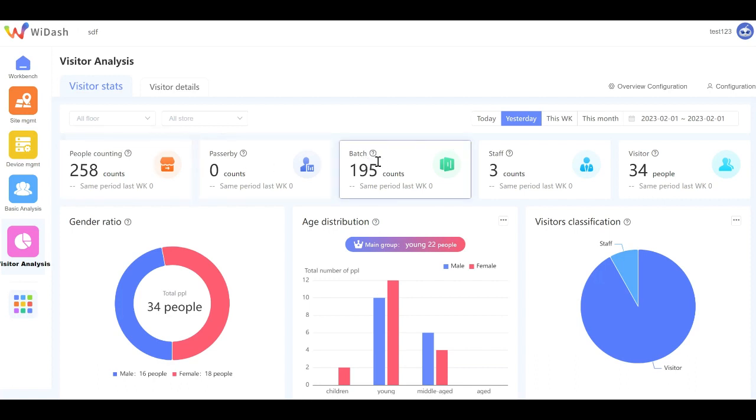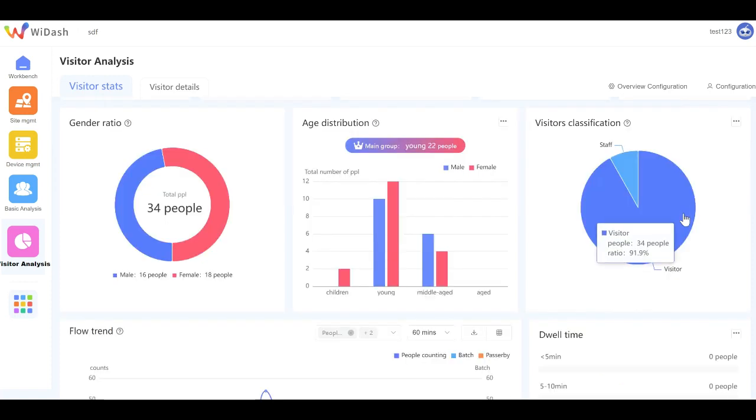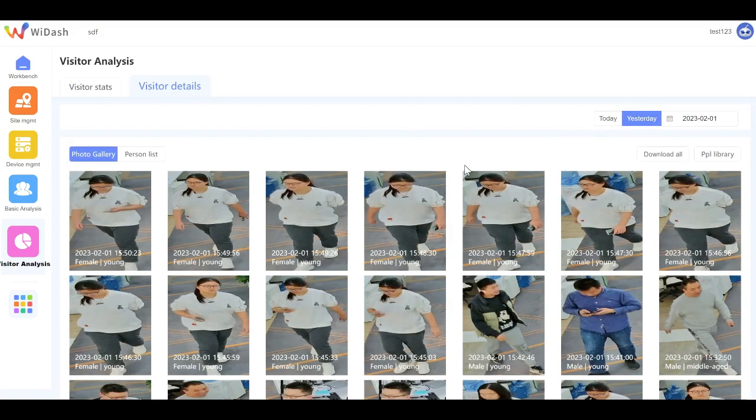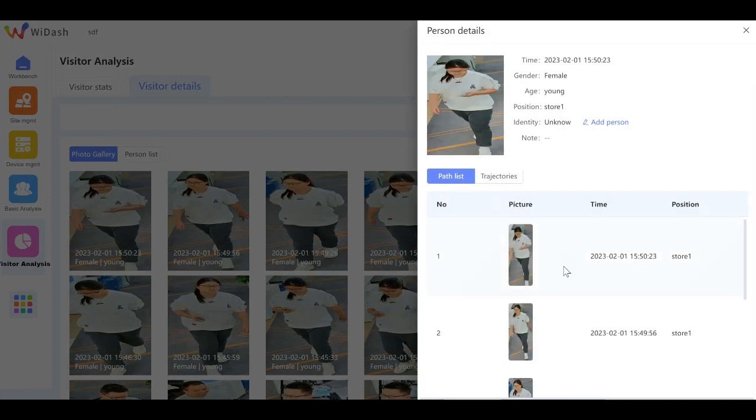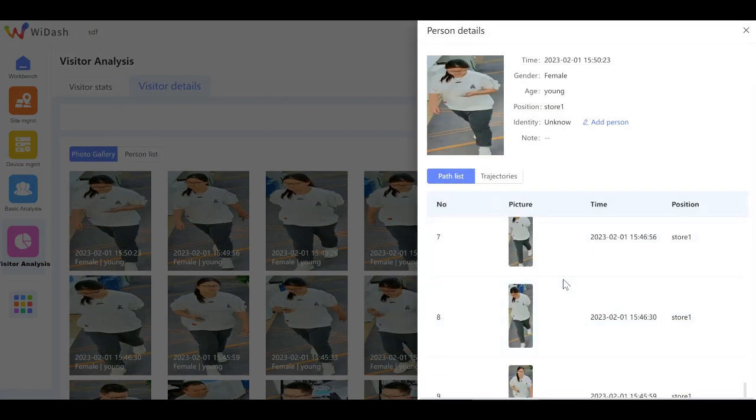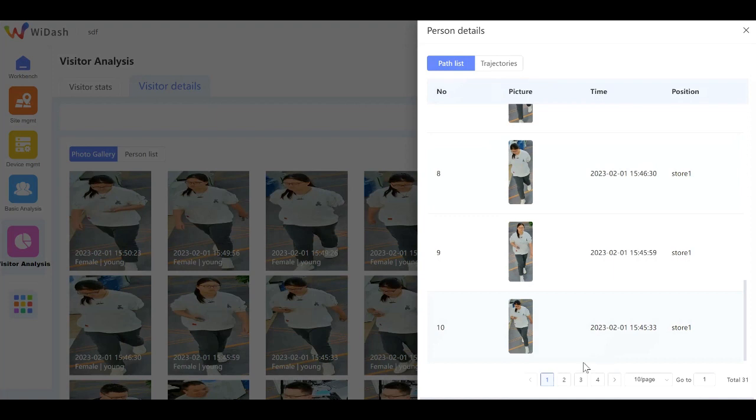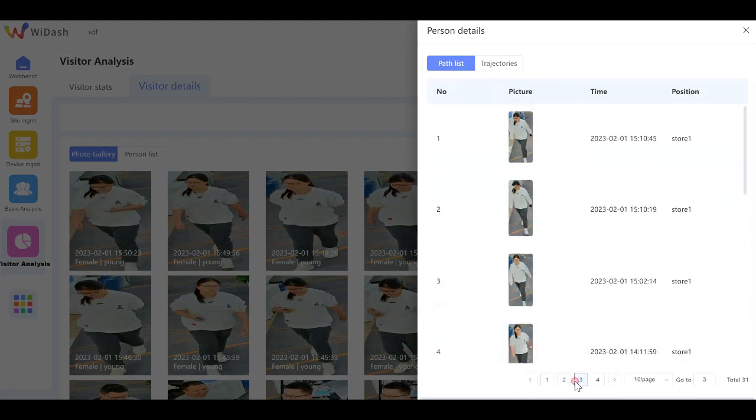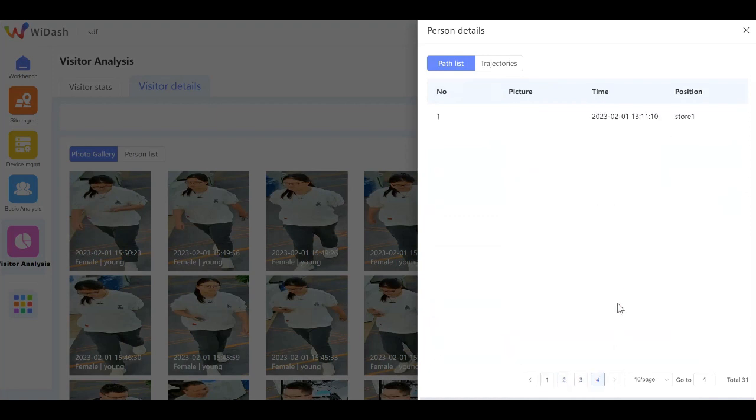You can query the visitor's visit record through the platform. The real number of visitors is displayed on the WiDash platform. Through the clothing and appearance of the visitors on the video, the back-end system can compare whether they are the same person. The 4-megapixel high-definition image greatly improves the gender and age recognition and people comparison accuracy.